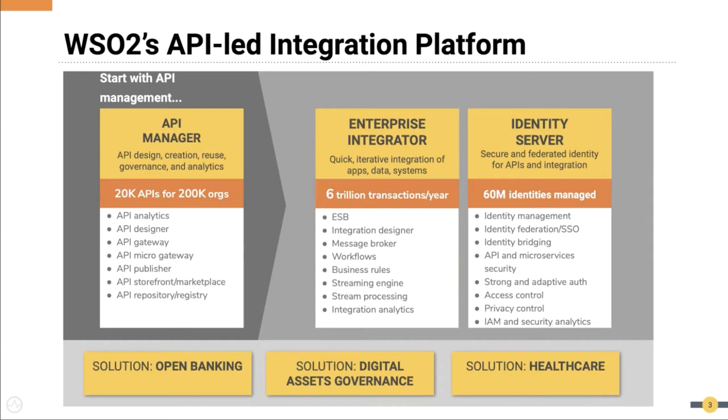Apart from that, WSO2 also has a number of vertical solutions, and some of these make use of the three main products, the API Manager, Enterprise Integrator, and Identity Server. For example, the WSO2 Open Banking Solution is a tailor-made solution for open banking requirements, specifically in those regions where there is a banking specification, such as PSD2 in Europe, for example. That makes use of the API Manager, Enterprise Integrator, and the Identity Server.